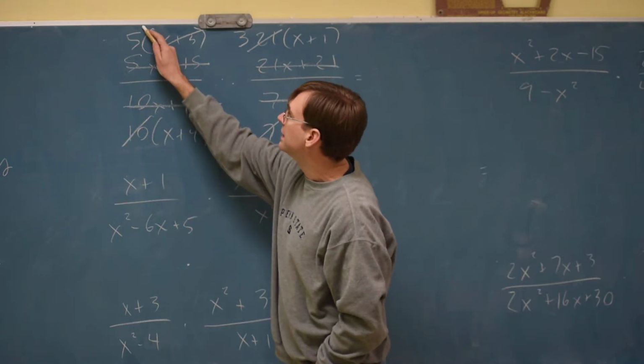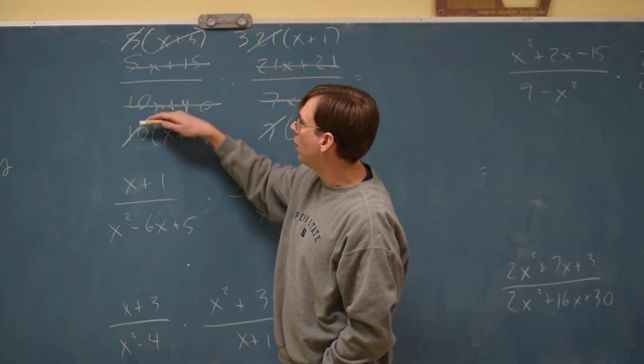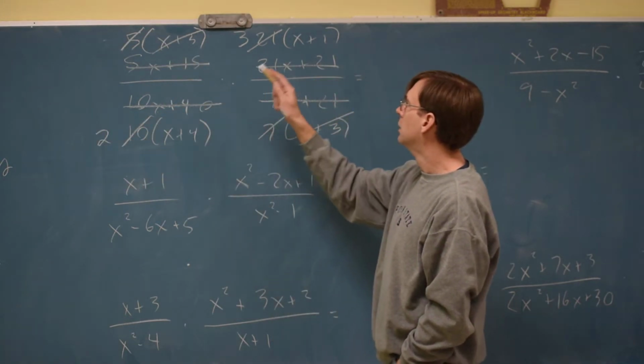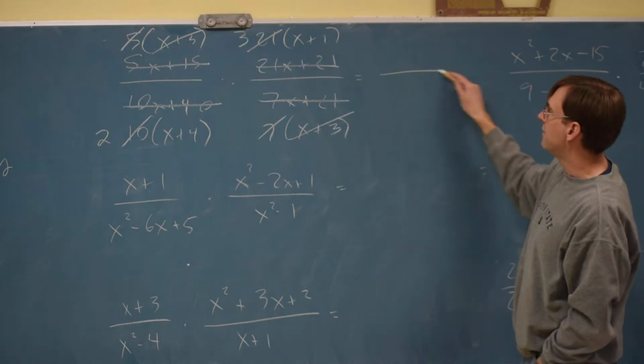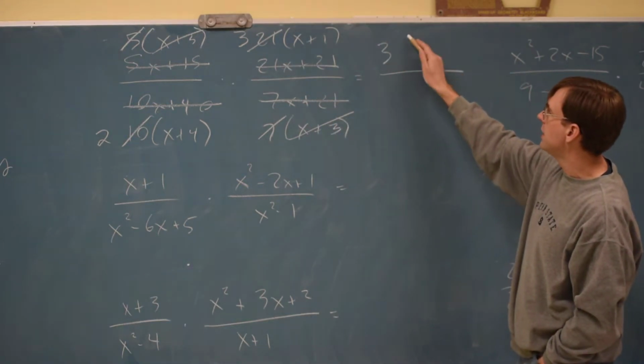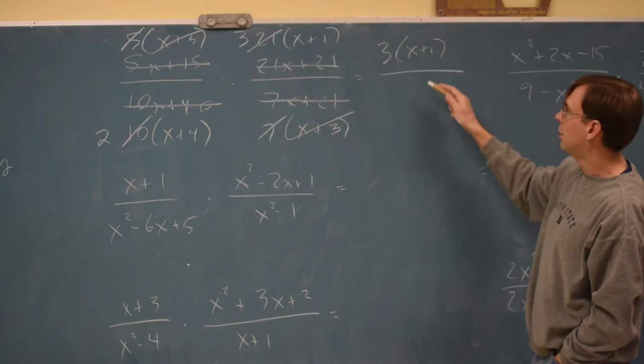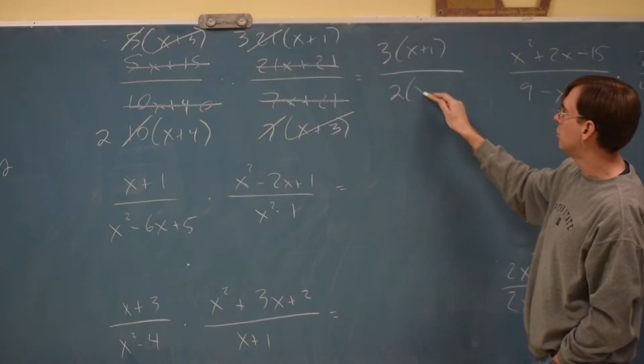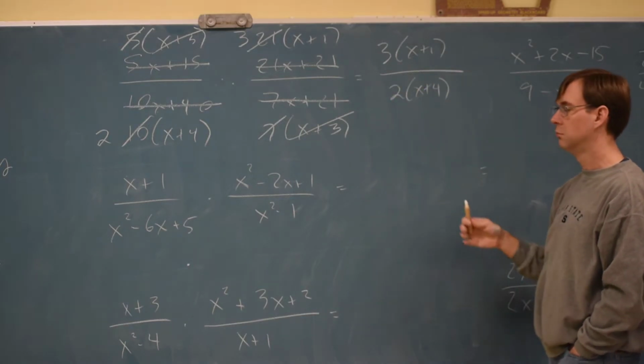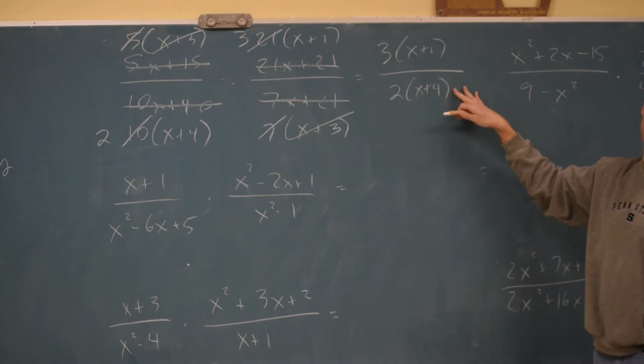So 5 and 10 can cancel. One top, one bottom. That gets us a 2. So surviving items on top, there's a 3. There's an x plus 1. On the bottom, there's a 2. There's an x plus 4. And we're good. If you wanted to distribute that out, you could, but there's no advantage to that.